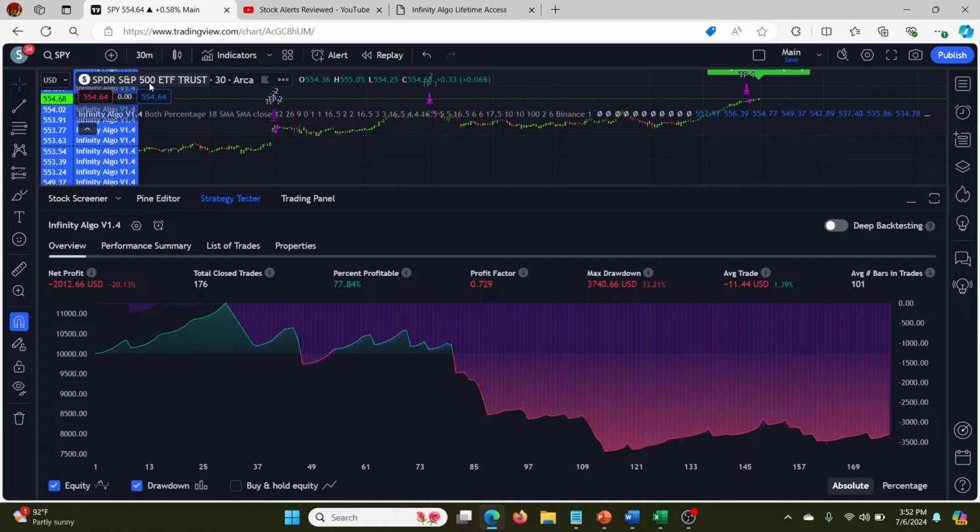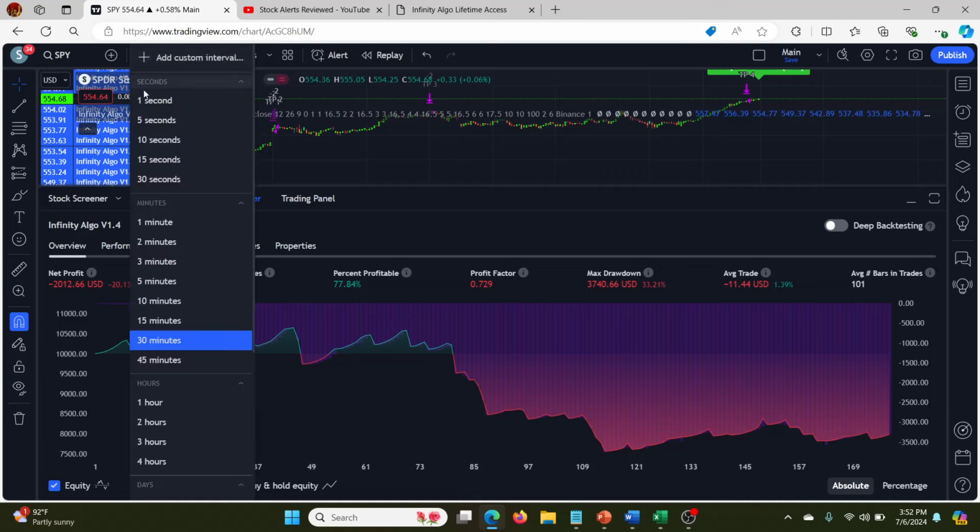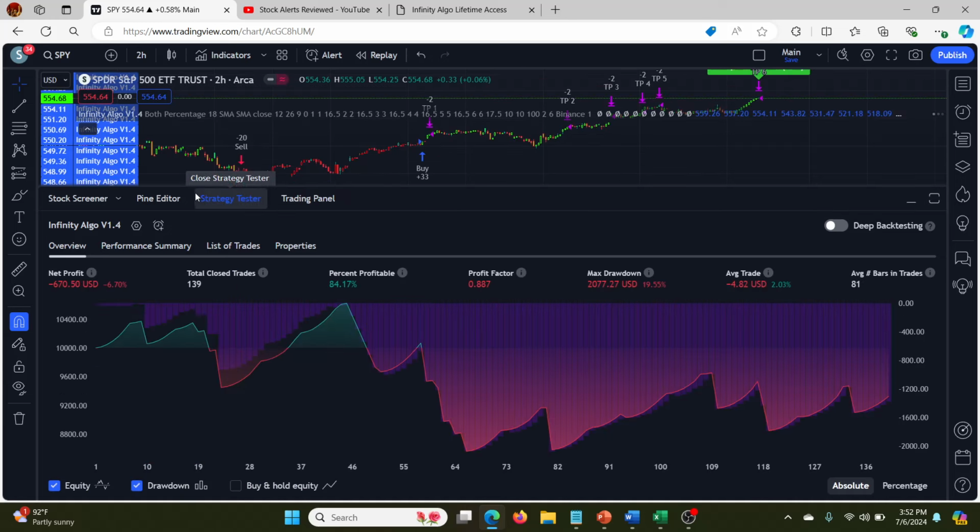I love this. This is so easy to do, compared to a lot of these things. I know Lux Algo has got this ability now, and I think Algo Pro does as well. But what I found is out of the box, Infinity Algo is actually outperforming on the shorter time frames. It's outperforming both of those other systems. Look at the 2 hour chart, and then we'll look at something else real quick.